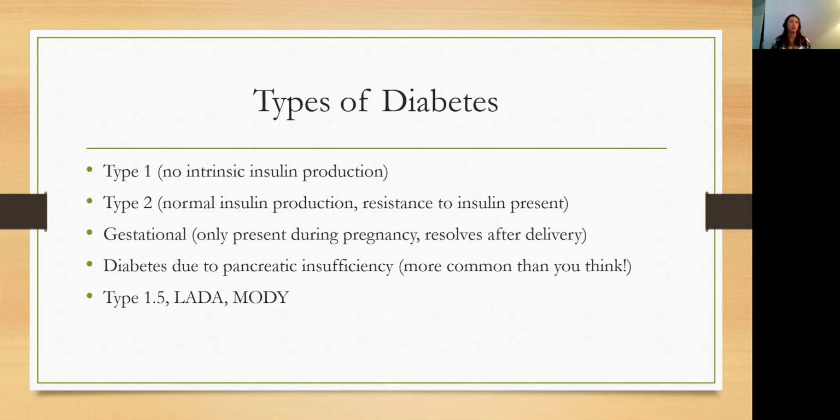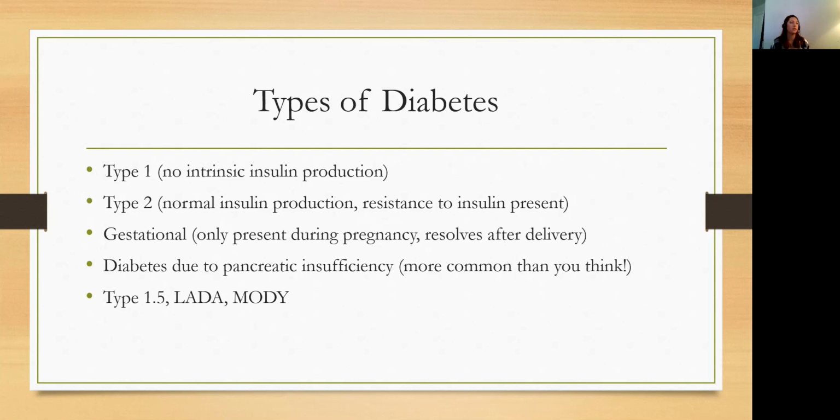Gestational is only present during pregnancy and resolves after delivery. And gestational is more of a glucose intolerance. So I wouldn't say that it's exactly the same as diabetes. It's really its own thing. And basically, you just have high postprandial blood sugars usually when you have gestational diabetes. And so it's treated a little bit differently.